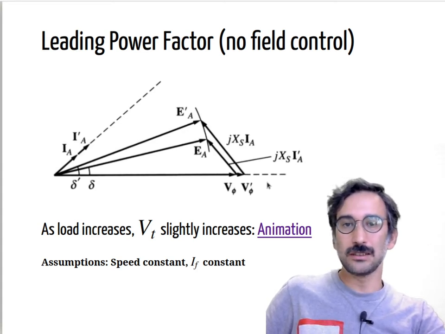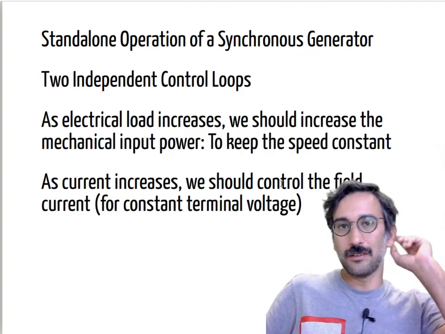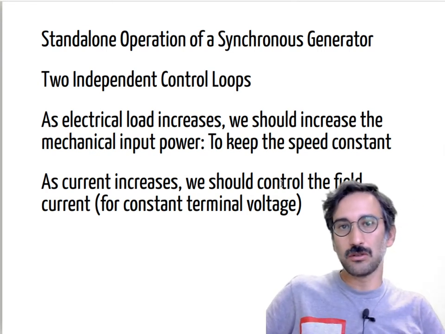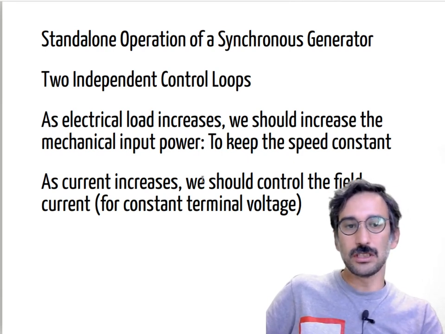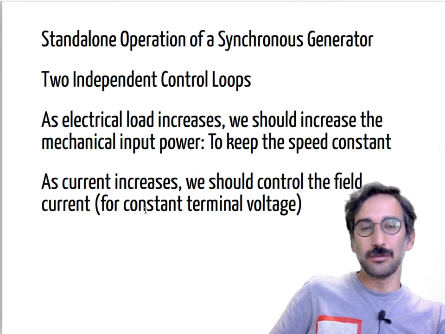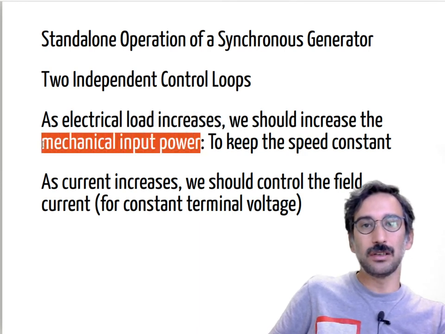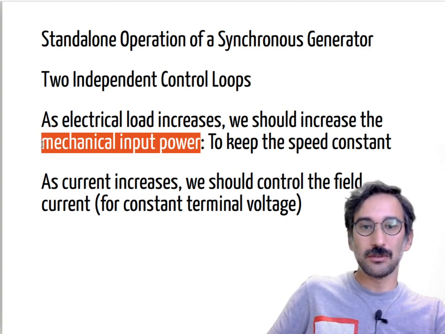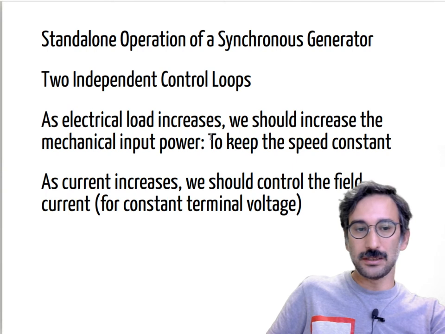So the idea is to have some kind of control loops to ensure that you have constant frequency and constant voltage magnitude. There were two independent control loops. One of them is controlling the output voltage by adjusting the field current, and that is the AVR, automatic voltage regulator. And the second one is controlling the mechanical input power by injecting more fuel or opening up the hydroelectric power plant gates, that kind of thing. That is done by a speed governor, by a speed controller.